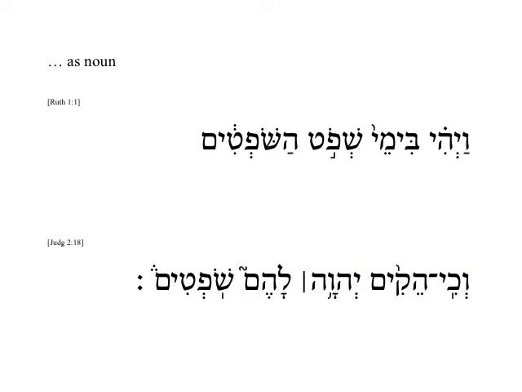Now let's consider a couple of examples as nouns. Here in Ruth chapter 1, the heading, Vayehi bimei shafot hashofatim. And it was in the days of the judging of the judges. Now, first we have shafot. This is in the qal infinitive construct. So this is just in the days of the judging. There's no really idea other than that.